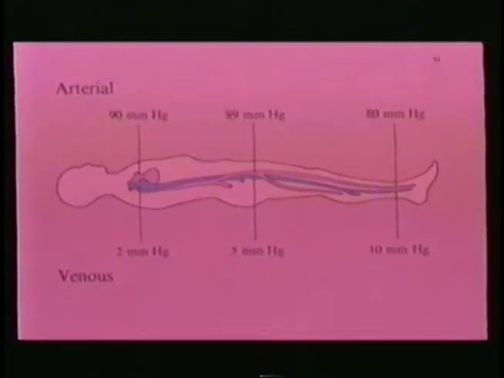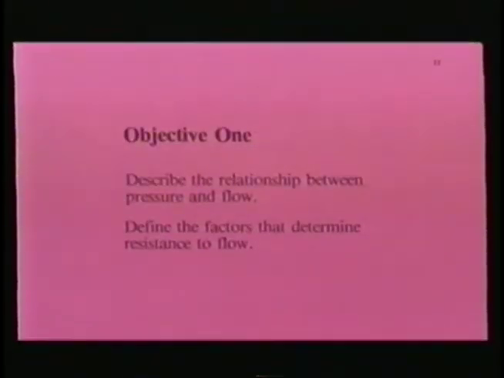In summary, the blood pressure in the systemic circulation is highest in the large arteries that receive the blood from the heart. The pressure decreases progressively along the path of flow, reaching its lowest level in the large veins that return the blood to the heart. The pressure loss is related to the flow properties of blood and the nature of the vascular network. Your first objective is to be able to describe the relationship between pressure and flow and to define the factors that determine the resistance to flow through the vessels.